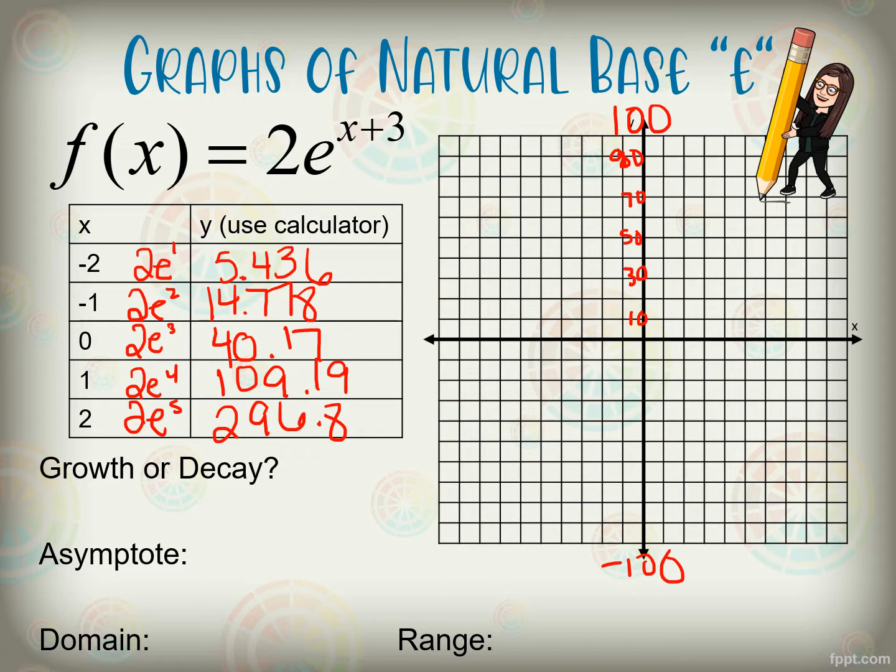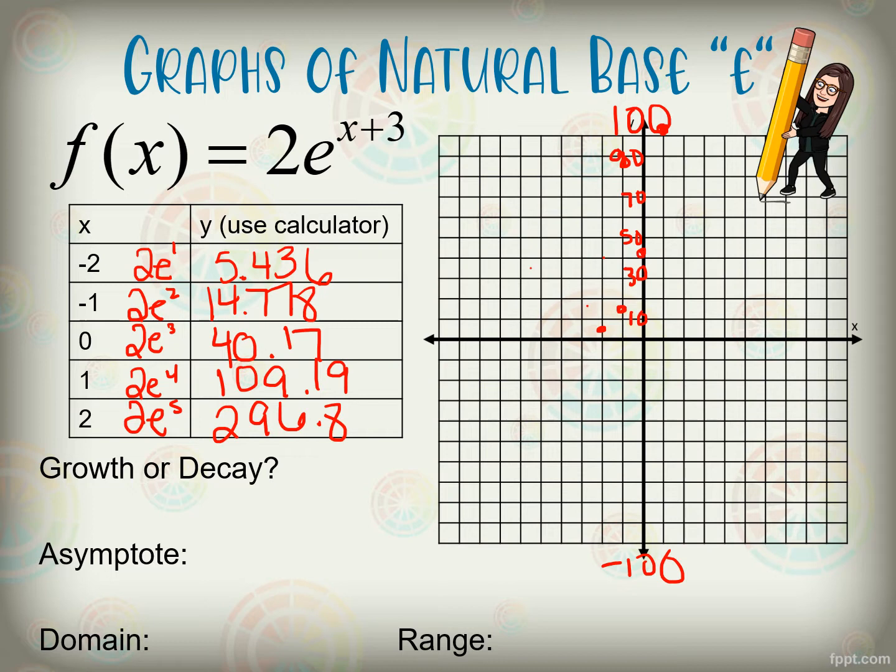So at -2, I'm at 5 point something. At -1, I'm at 14. At 0, I'm at 40. At 1, I'm at 109. And I can't graph that last one, but 4 dots is better than 1.